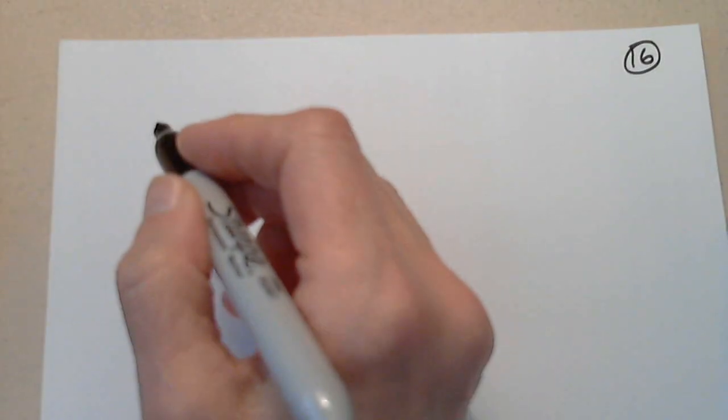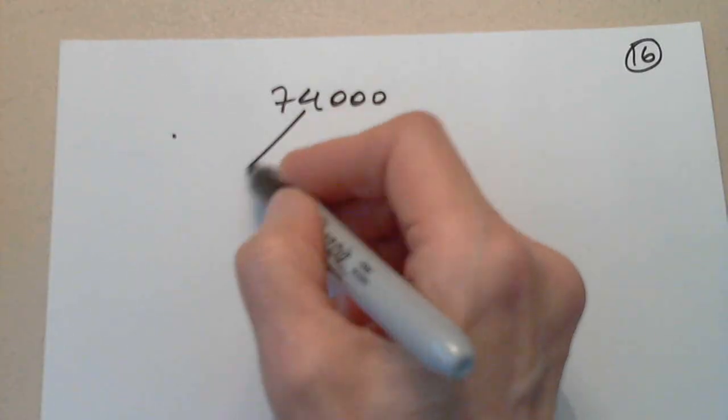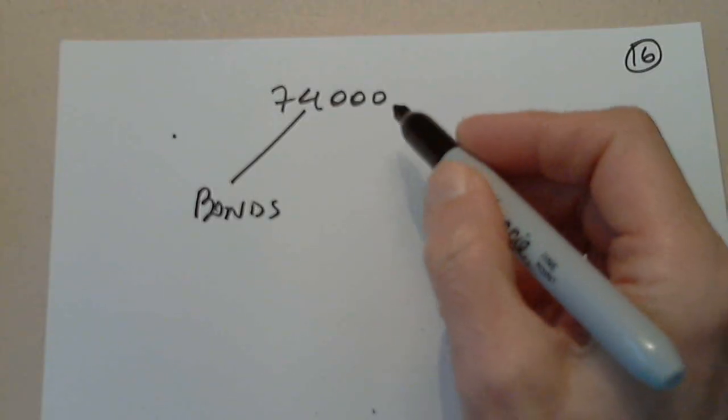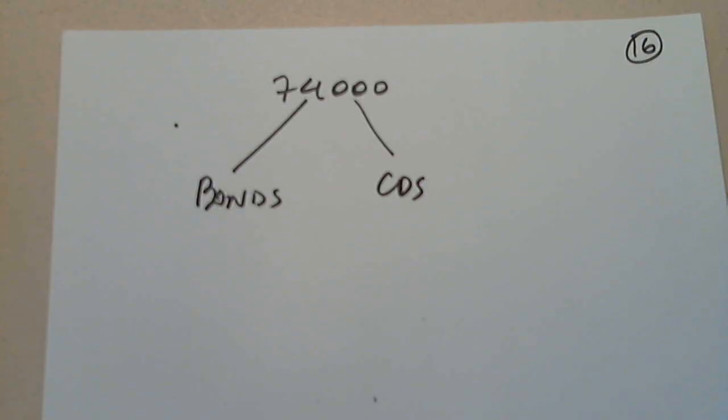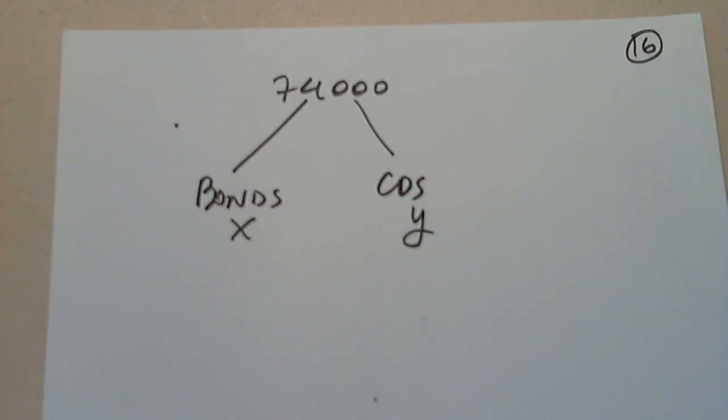I know I have 4 more minutes. I'll stop after this problem. A total of $74,000 is invested in bonds and CDs. If the amount invested in bonds, I'm going to say X and Y, is to exceed the one in CDs by 3,000, how much will be invested in each?